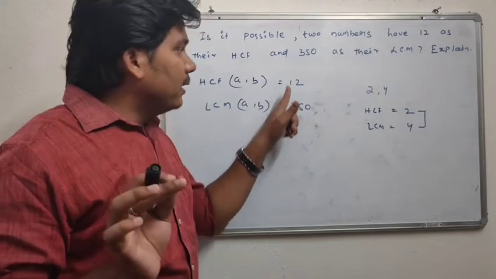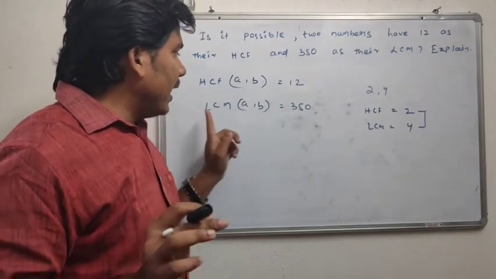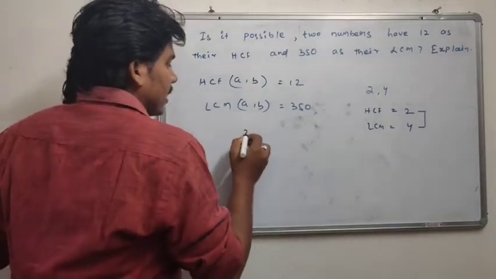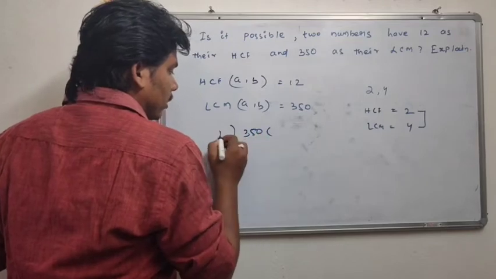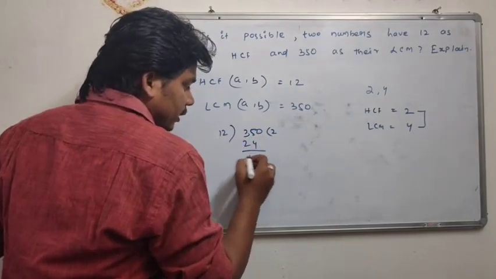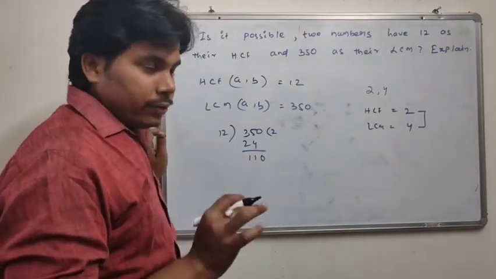It indicates that the HCF of A and B is 12 and the LCM of A and B is 350. Let me explain. See, if I divide 350 by 12, 12 twos are 24, the 11, this is 0. See, 12 nines are 108 and 12 tens are 120.